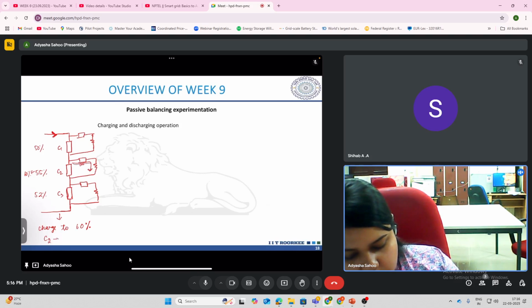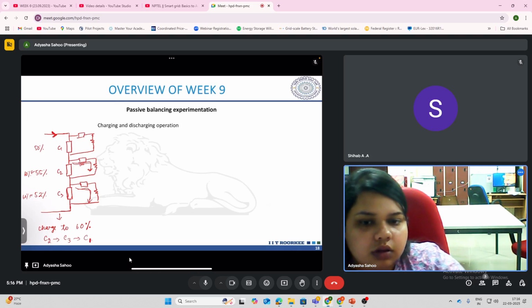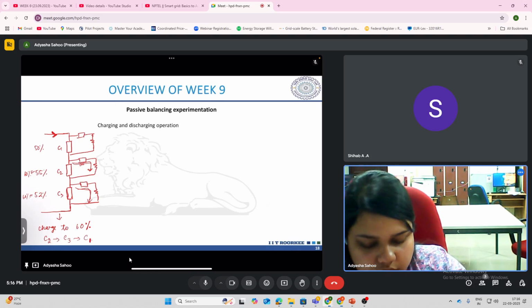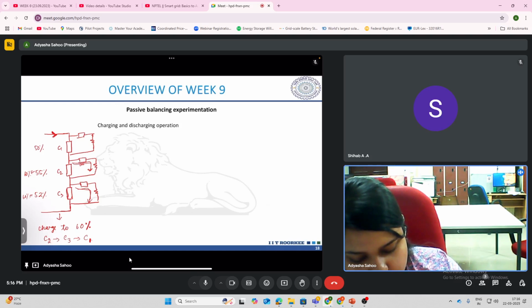Now, after C2, similarly C3 will reach 60% next. Again, this switch will be on and the power will be transferred to this resistor by bypassing C3, and finally C1. So in this way, basically, you ensure that all the cells are reaching the same 60% SOC while charging. And a similar operation can be done for discharging also.